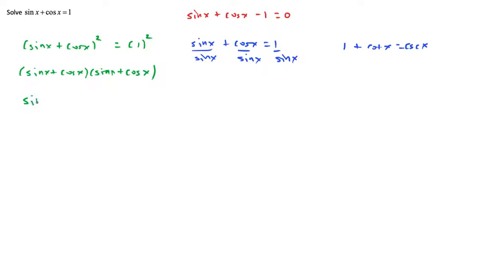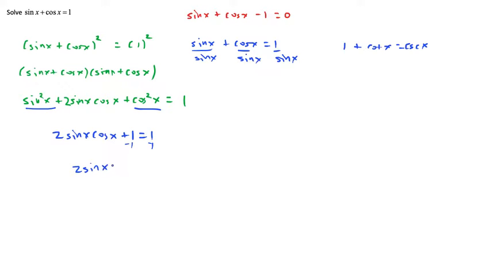We get sine squared of x plus sine x cosine x, and we actually get the same term in the middle, so there'll be 2 of those, plus cosine squared of x. And that's just going to equal the other side, which is 1. Oh wait a minute, sine squared plus cosine squared is just equal to 1. So we get 2 sine of x cosine of x plus 1 is equal to 1, and I can subtract the 1 from both sides. I get 2 sine of x cosine of x is equal to 0.